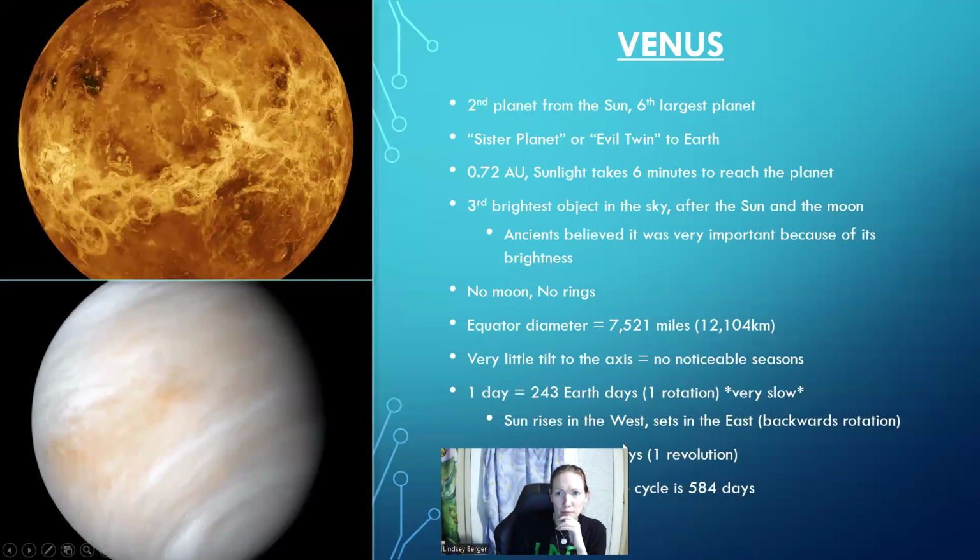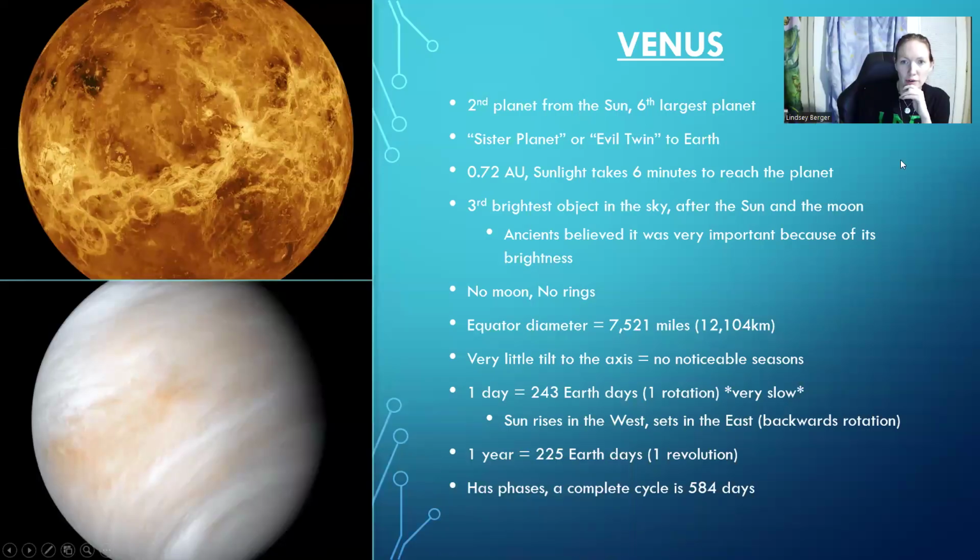Okay, second planet from the sun, aka Earth's evil twin, Venus, named for the goddess of love, Aphrodite, or Venus, depending on which version of mythology you like. Again, not a full 1 AU from the sun because it's still closer than us, so it's 0.72. So sunlight gets there a little bit faster.